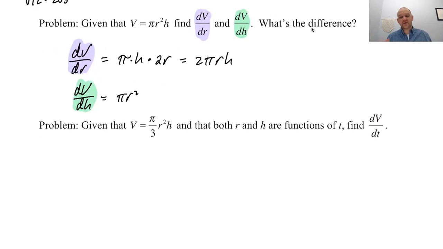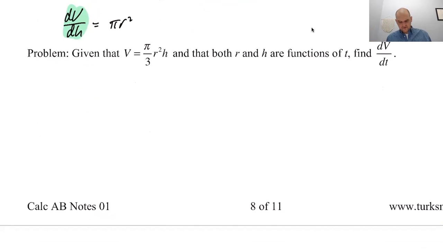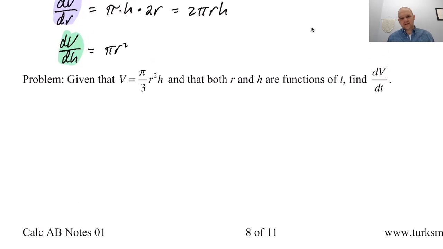So it depends. You really have to look at what the variables are. I don't know if it better illustrates it, but to continue illustrating the point, let's take a look at this. Given that volume is equal to 1/3 pi r squared h, so that's like a cone, and that both r and h are functions of t. What does that even mean? So both r and h are functions of t.